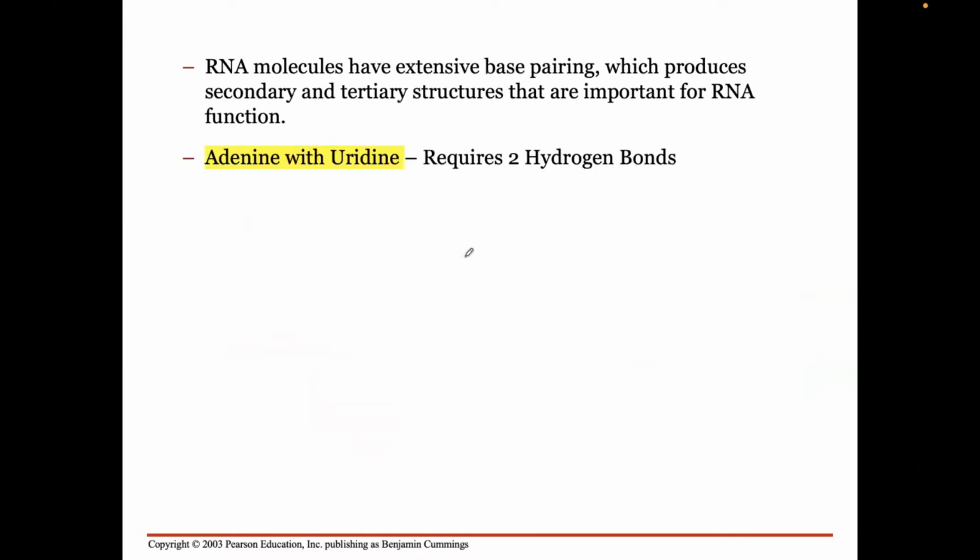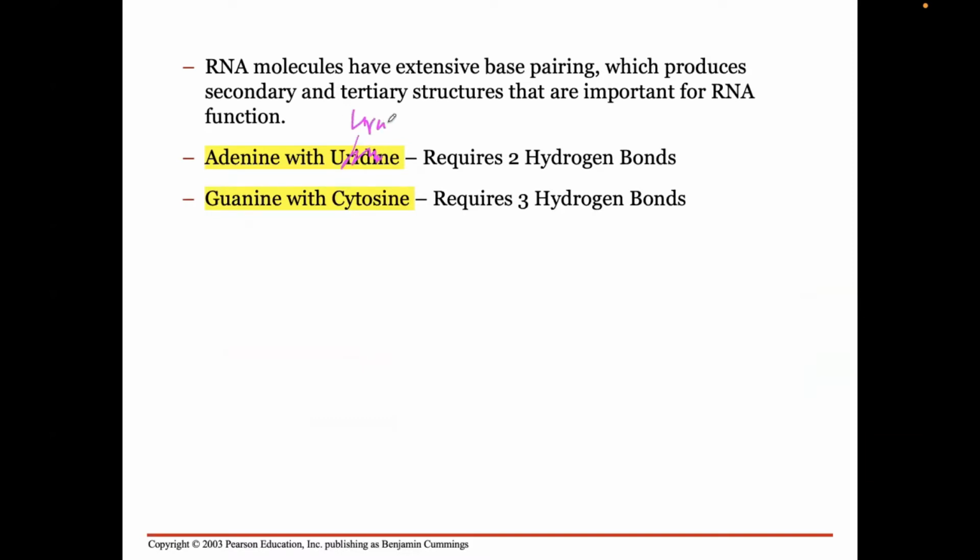And then the RNA molecules have extensive base pairing, which produces secondary and tertiary structures that are important for RNA function. And then the adenine with uracil, it requires 2 hydrogen bonds. And then the guanine with cytosine, it requires 3 hydrogen bonds. So kung matatandaan for the DNA, ano ba yung base pairing doon that requires 2 hydrogen bonds only? That will be your adenine and then the thymine. So wala naman nag-iba, si guanine and cytosine for the nitrogenous bases, 3 hydrogen bonds pa rin po siya.